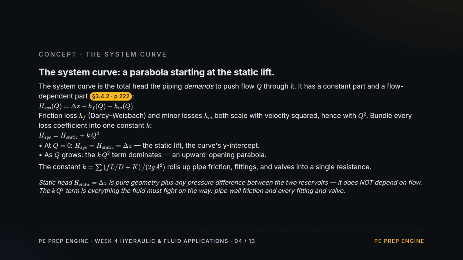The system curve, the total head the piping demands to push a given flow. It splits into a constant part and a flow-dependent part. The constant part is the static head, the elevation lift plus any reservoir pressure difference. The flow-dependent part is friction plus minor losses, both scaling with flow squared. Bundle every loss coefficient into one constant K, and the system curve is H static plus KQ squared. At zero flow, there's no friction, so it starts at the static lift, its y-intercept. As flow grows, the KQ squared term takes over, an upward opening parabola.